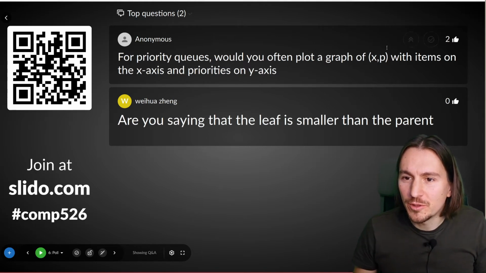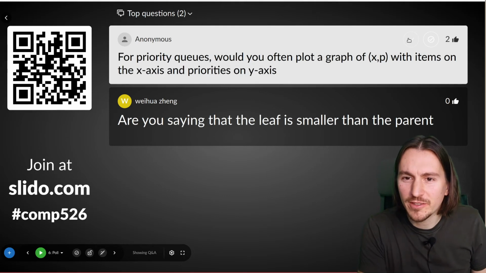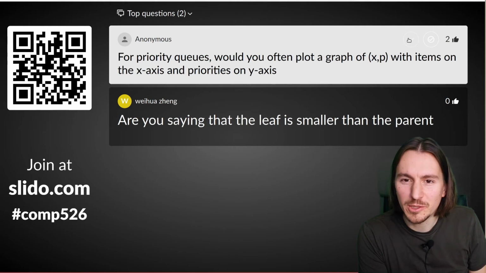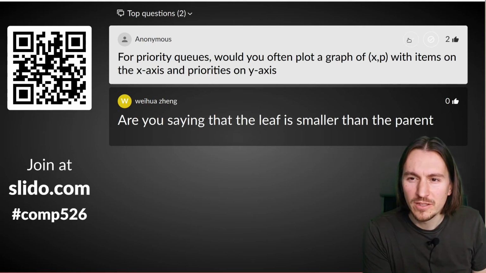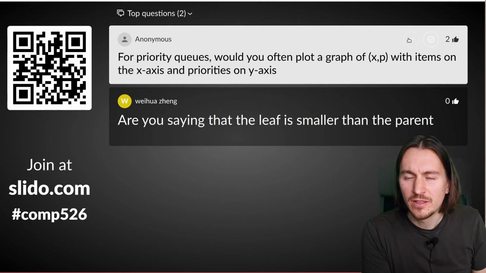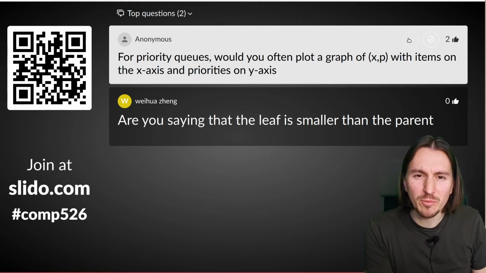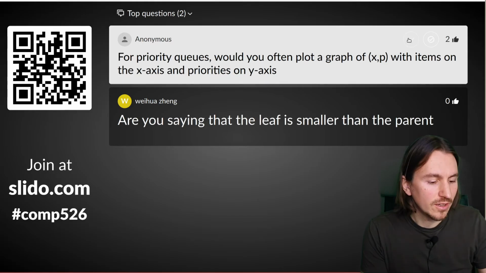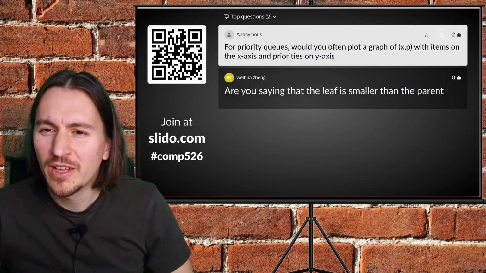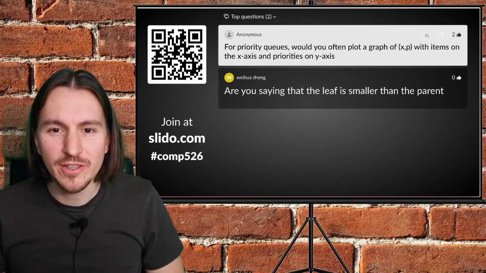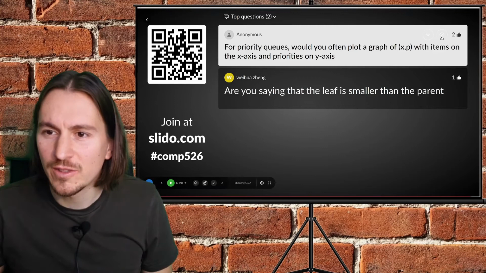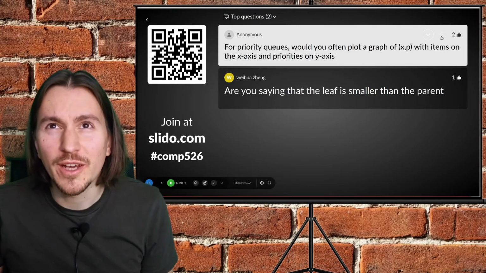For priority queues, would you often plot a graph with items on the x-axis and priorities on the y-axis? I'm not sure what the question hints at. You can do this. It's sometimes insightful. The problem is x might not be a number. It might not be comparable. So the priorities have to be ordered so that you can talk about what is a large priority, what's a small one. The items that we insert, x, they need not be comparable. So sometimes you cannot draw them on the axis. But we will occasionally use that, maybe.